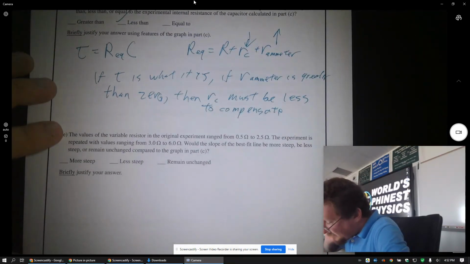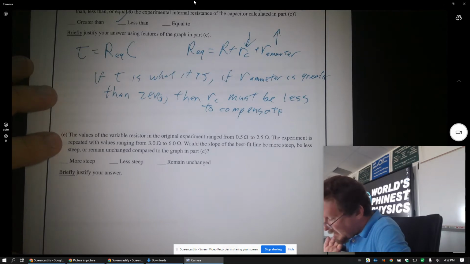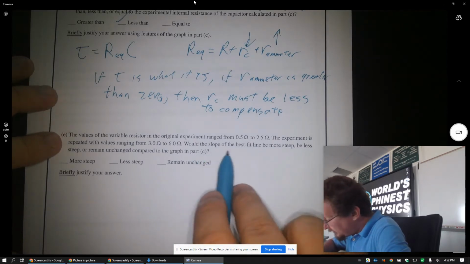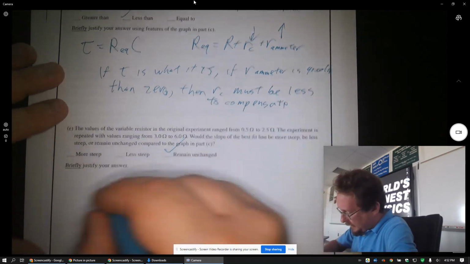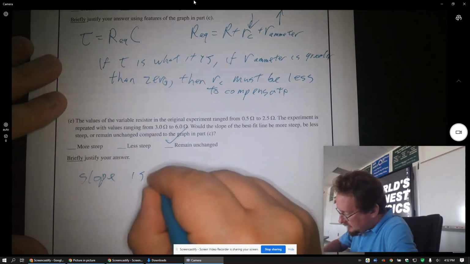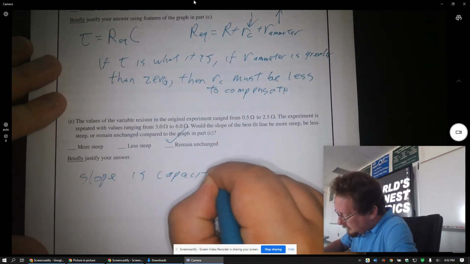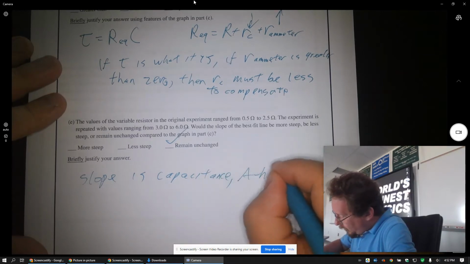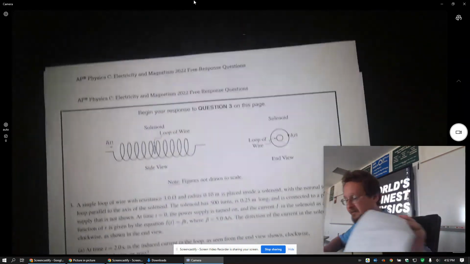Okay, the values of the variable resistor in the original experiment range from that. The experiment is repeated with the values ranging from that. Would the slope change? No, it would be the same because the slope is the capacitance. Okay, so there you go. The slope's the capacitance. That didn't change.